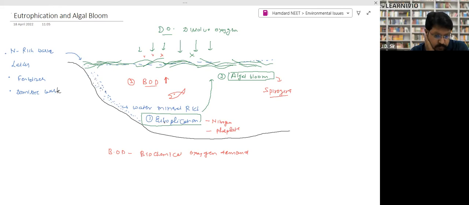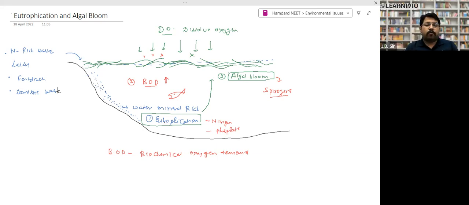Eutrophication is the process in which water becomes rich in minerals, mainly nitrogen and phosphate. The process is called eutrophication.